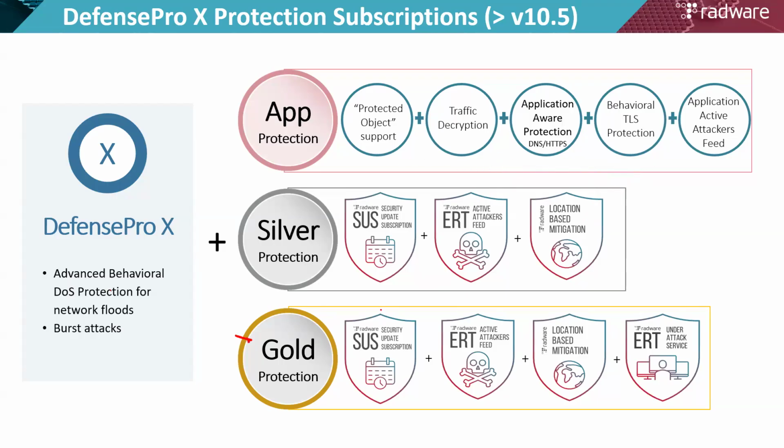Next, we have gold protection. All the features which are part of the silver protection would also be available. In addition, we also have the under attack service. If there is an attack and you're not able to completely mitigate it, then you can reach out to the ERT team. The ERT team can work on it in real time and assist you during an attack. They can create custom policies to mitigate that particular attack in near real time, and they will be cooperating with you throughout the attack. Also, they will send you reports on why the attack was detected and why it was not mitigated, etc. So that is your ERT under attack service.